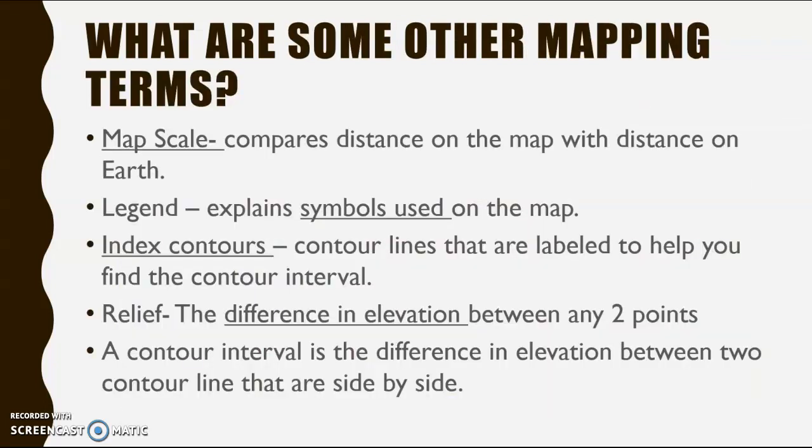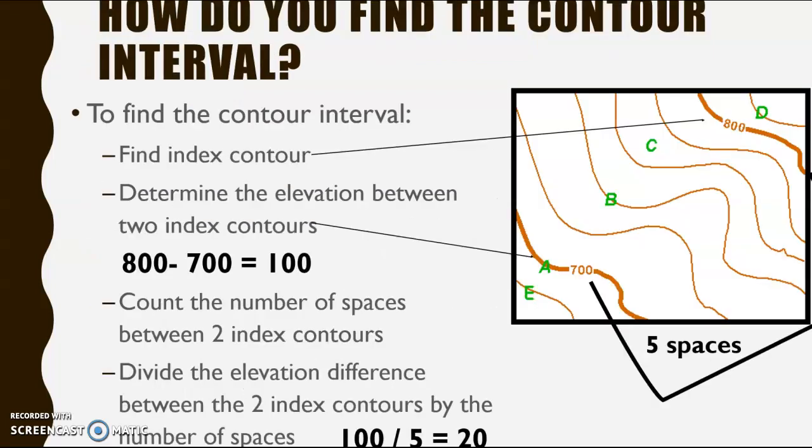Map scale compares the distance on the map with the distance on Earth. The legend explains the symbols that are used on the map. The index contours are the lines that are labeled to help you find the contour interval. And the relief is the difference in elevation between 2 points. A contour interval is the difference in elevation between two contour lines that are side by side.